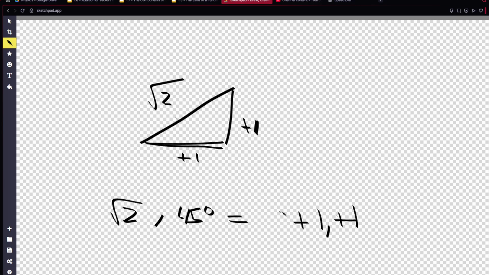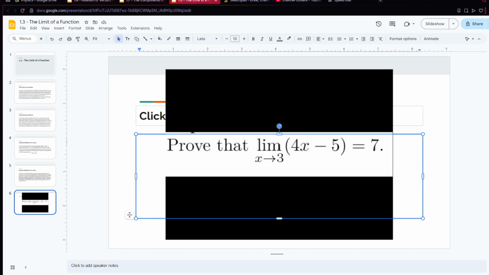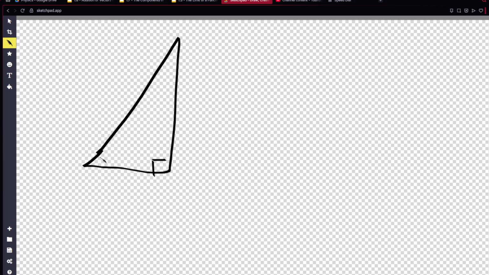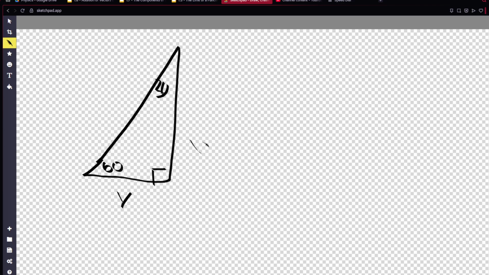So it's easier to say it like this, because then we can just add vectors like that, which we'll get into in 1.8. But you'll have to convert it into scalar components so you can add x and y values. So let's give a specific example, and we'll do a 30, 60, 90, simply because those are my favorite triangles. It's 60 here and 30 here. And we'll do x, y, and r, so kind of like polar form.